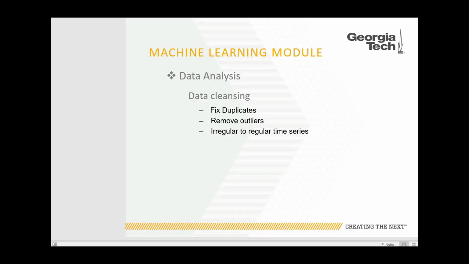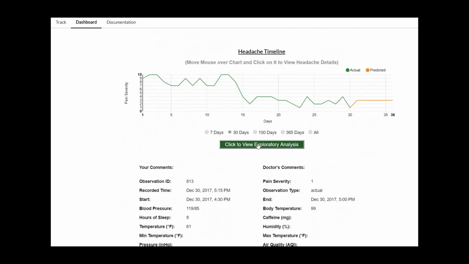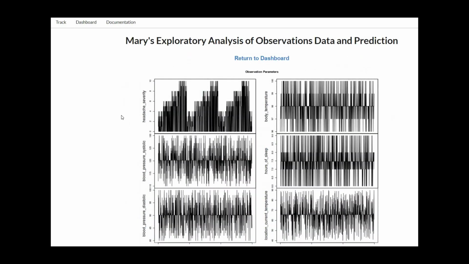Having obtained the required data, next we will do exploratory analysis to get more insight into it. First, we start with data cleansing to get rid of duplicates and outliers. Our synthetic data didn't have many outliers. Then convert the data from irregular to regular time series by adding missing dates with headache severity 0 and mean for numeric variables and mode for category variable. Then we can visualize observation data parameters, decomposition of features, trend analysis. In our application, click on View Exploratory Analysis to see this visualization.